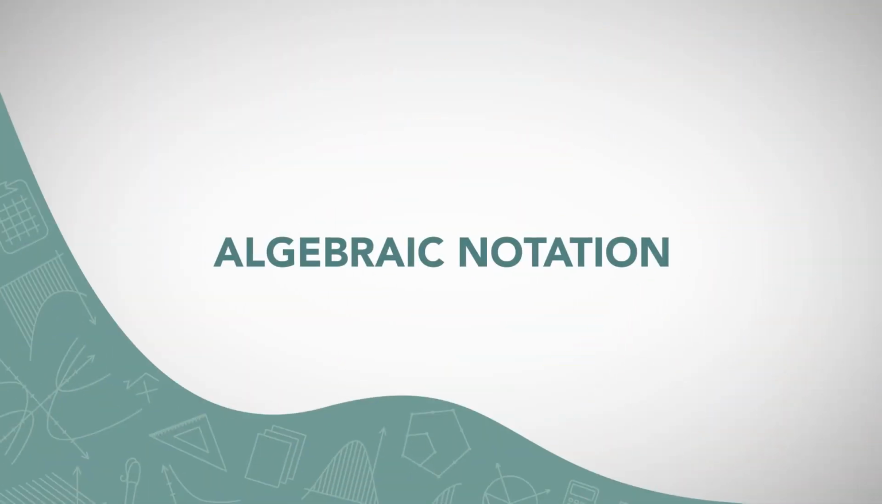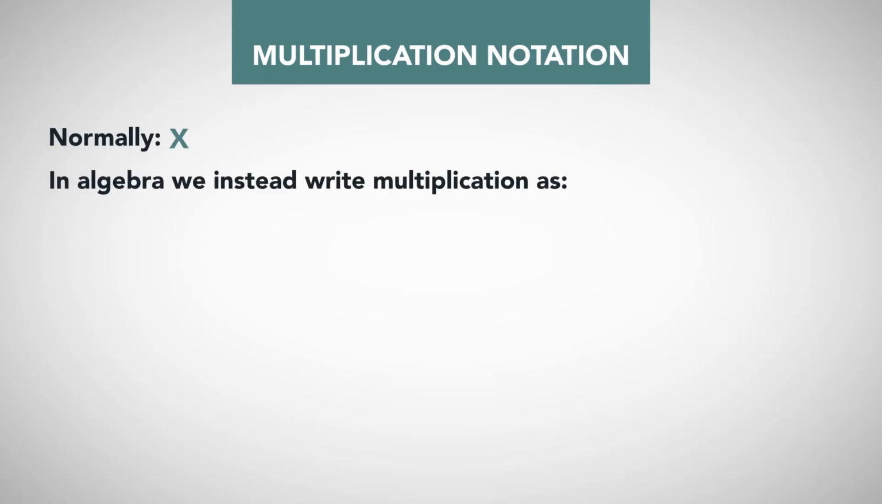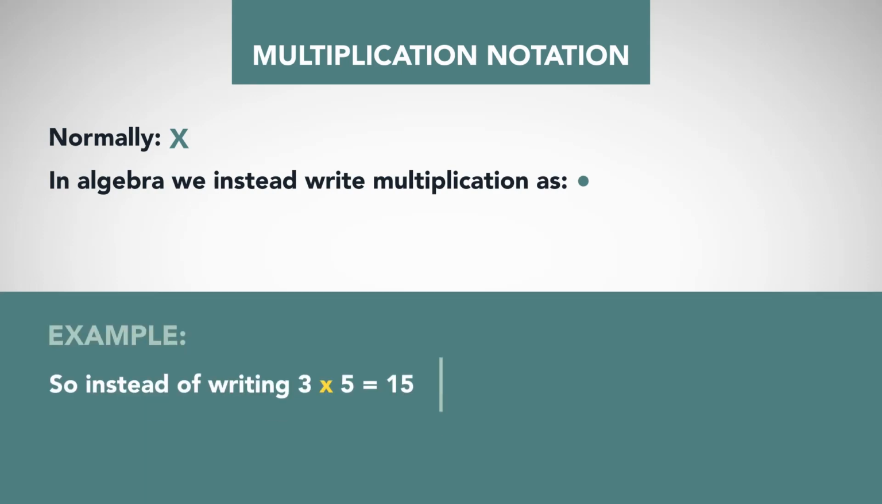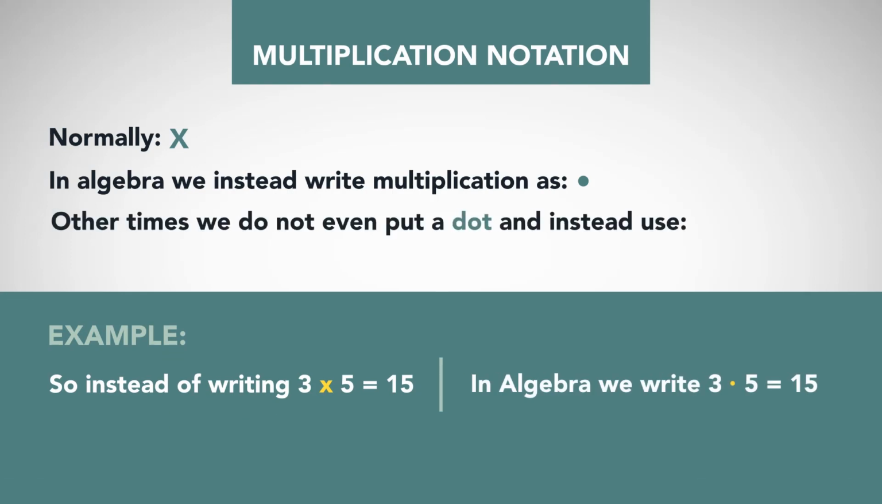Here is a bit on the notation that we're going to be using a lot in this course. You might write multiplication as x. In algebra, instead, we write multiplication as a dot, or a period. So instead of writing 3x5 equals 15, we would write 3·5 equals 15. Other times we don't even put a dot, and instead we use parentheses. So we can write (3)(5) equals 15.